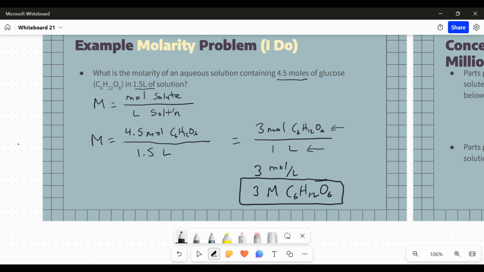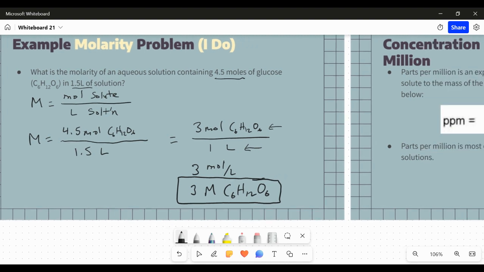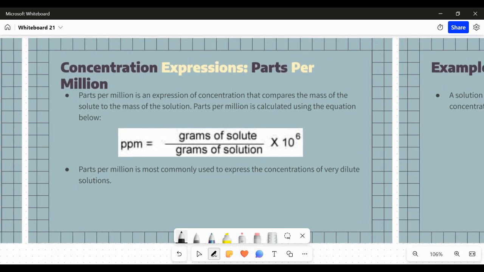So this is the first one, molarity. Let's look at the second one. The second one we're looking at is called parts per million. Parts per million is used for any kind of concentration that's really, really small. Because in parts per million, what we're talking about is how many particles of solute would you get out of a million particles. Okay, so there's an agreed upon formula for parts per million as well. It's the grams of solute divided by the grams of solution times 10 to the sixth.